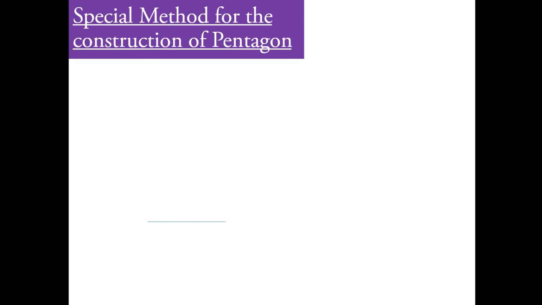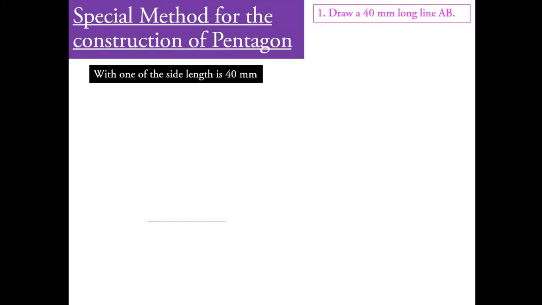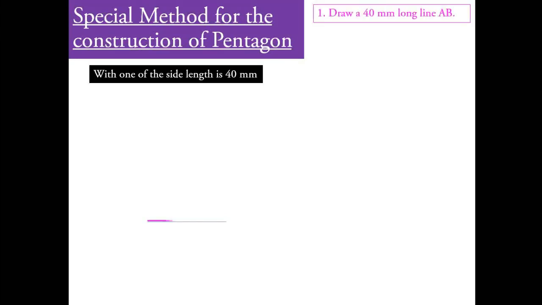For drawing the pentagonal structure by using the special method, the basic requirement is that the length of one of the sides of the pentagonal structure should be given to us. So you can consider here that the length is given as 40 mm. The first step will be, by considering that length, we have to draw a straight line and name that line AB. Draw a 40 mm long line AB.